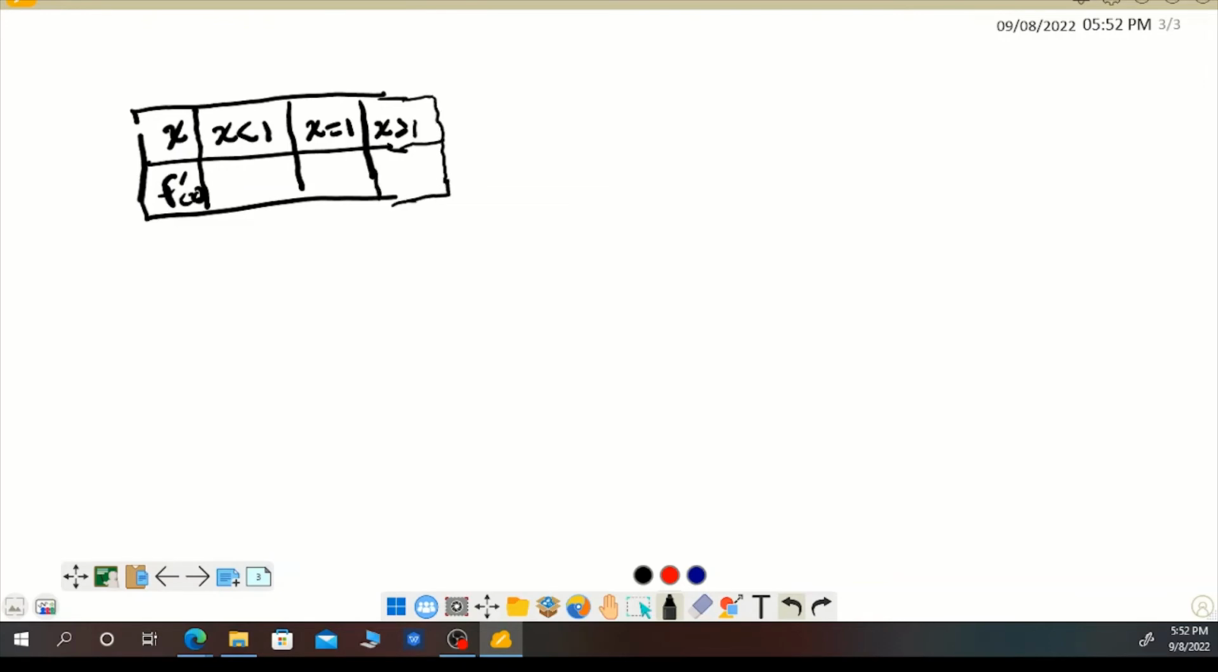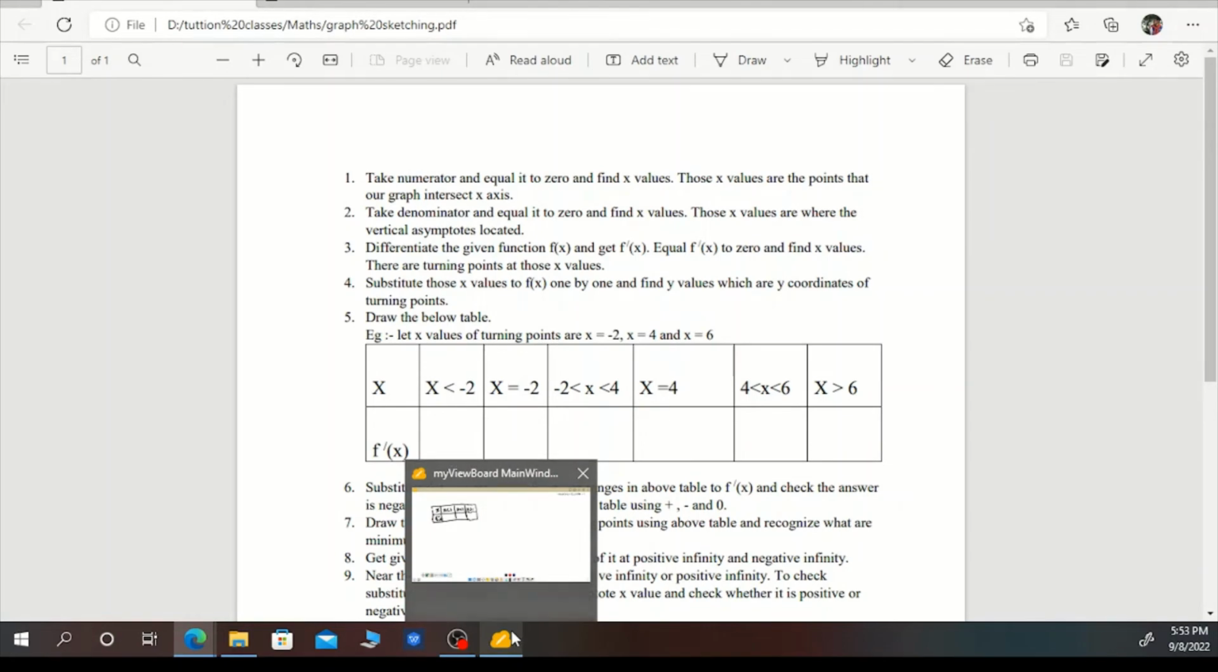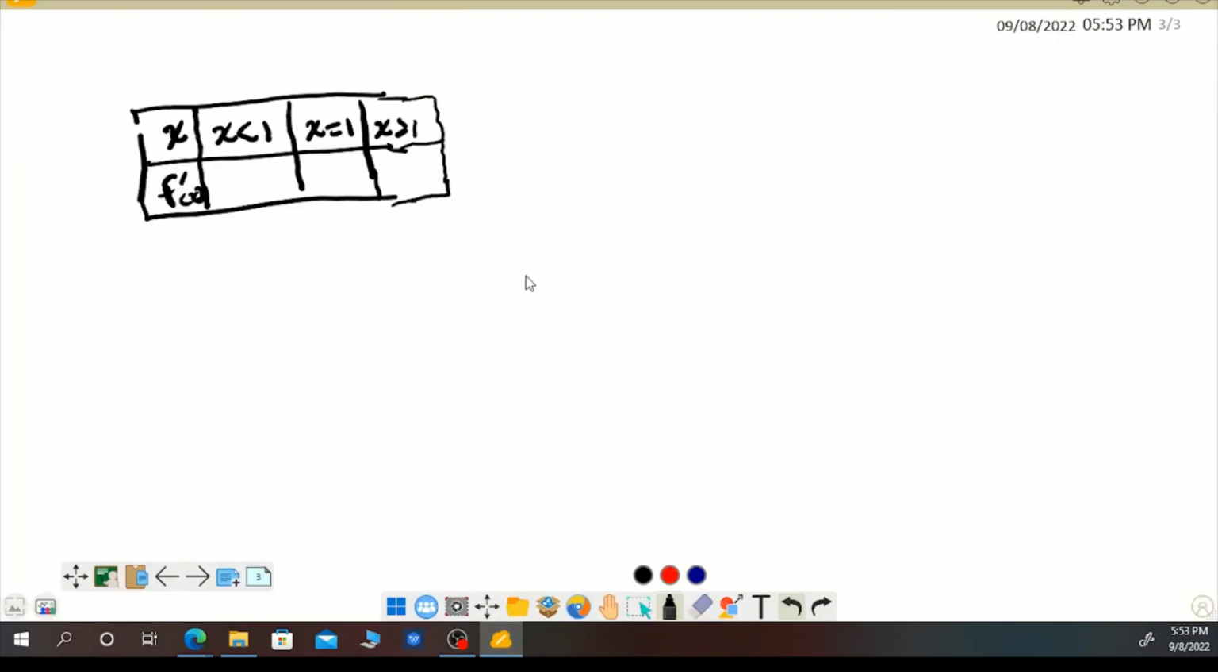So then I draw the table. Substitute the x values matching the given ranges in the above table into f dash x and check whether the answer is negative, 0 or positive, and fill the table using plus, minus or 0. So we have to check whether f dash x is positive, negative or 0, right? We don't need the value, we just want to know the sign. It is positive, negative or 0.